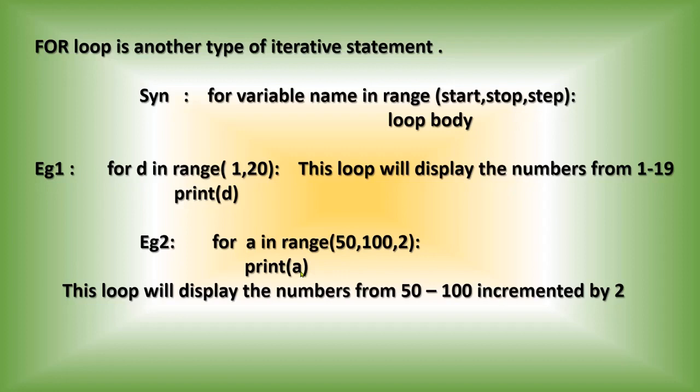The last value will be 98, because 98 plus 2 would give 100, so it will not take the 100 value. So it will display the numbers from 50 to 100 in steps of 2, discarding 100. That is all about the for loop.